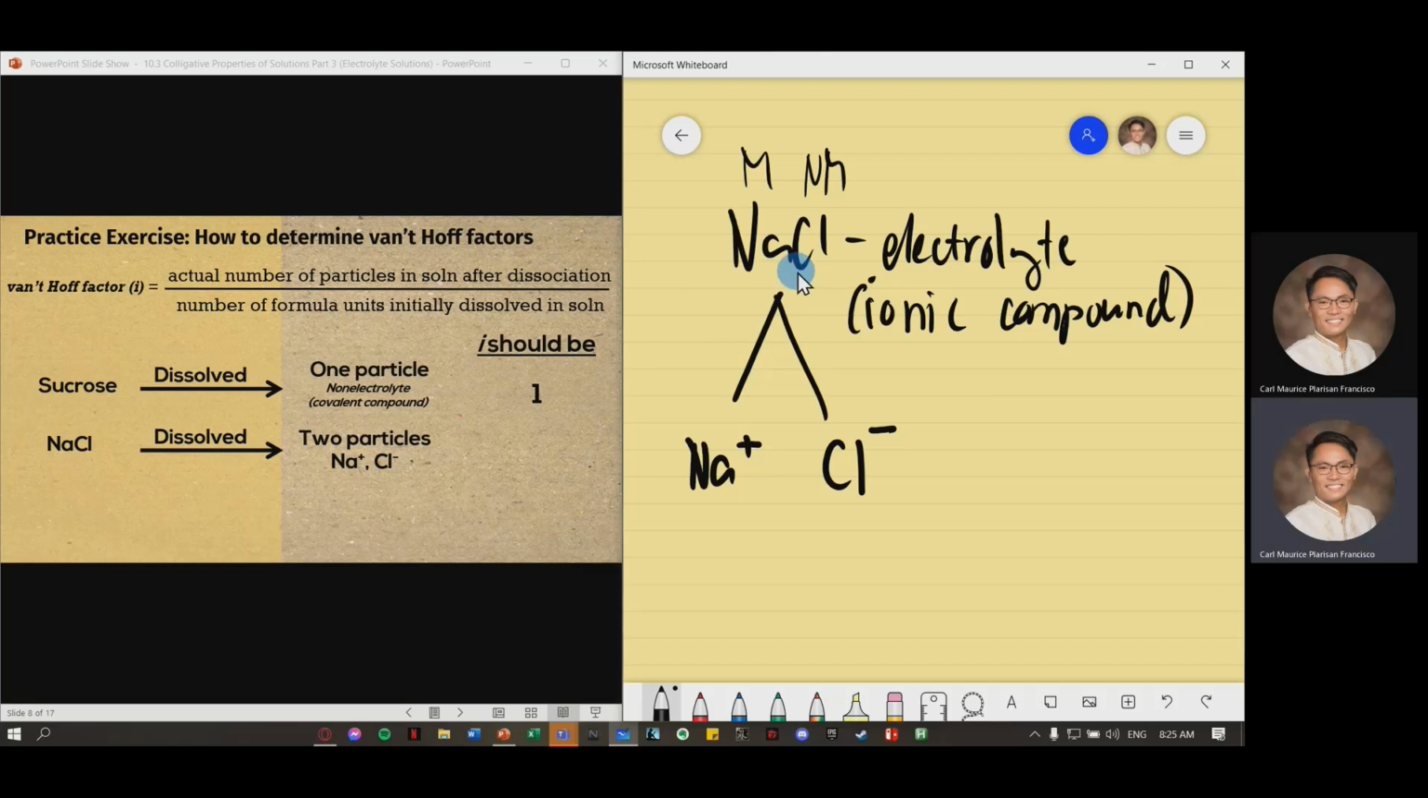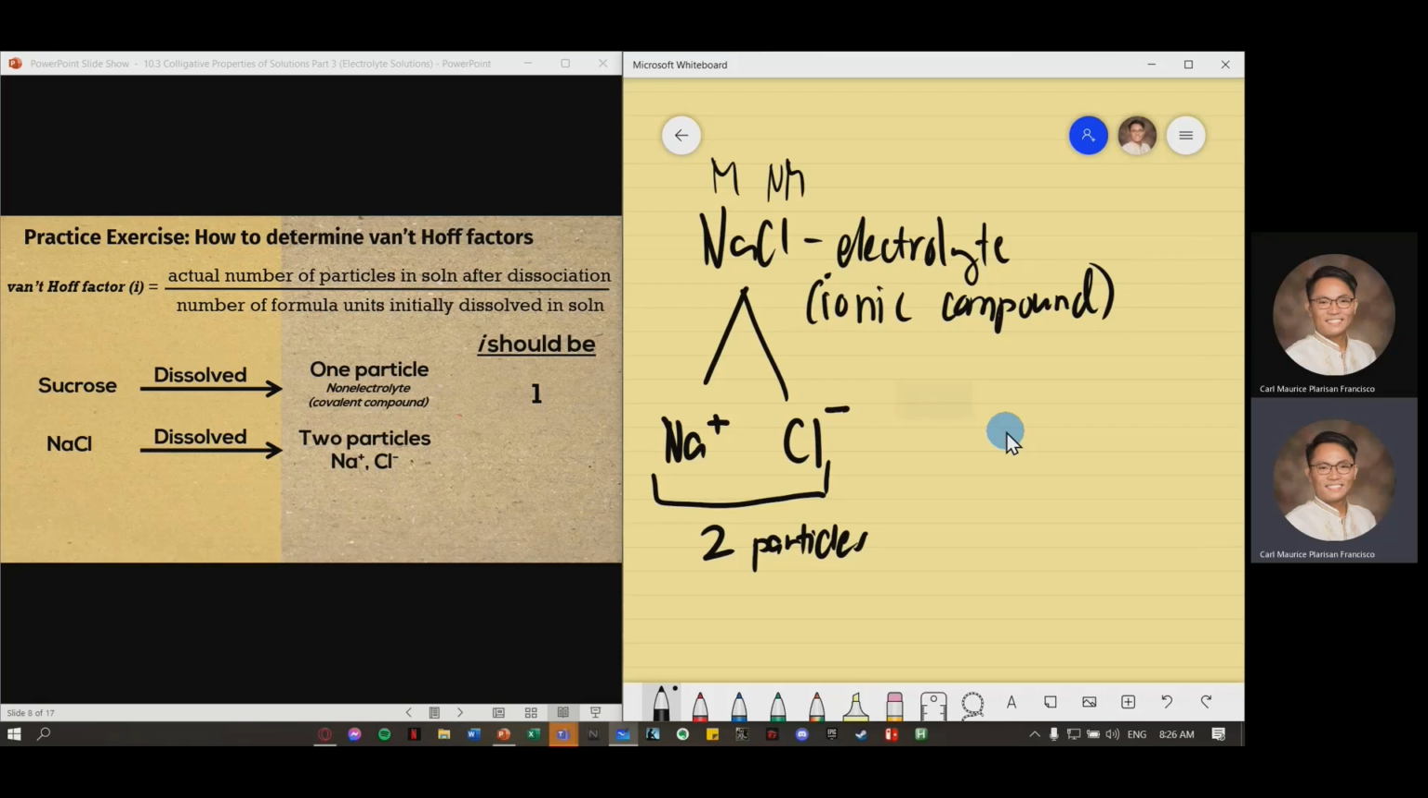Saan ba gawa ang NaCl? Gawa sa sodium at chlorine. Sodium positive, chlorine negative, di ba? Kapag kinilis cross method niyan, kapag gumagawa tayo ng ionic compound formula, you have NaCl. So gawa po sa Na+ at Cl- ang NaCl. So ilan to? Meron kang total of 2 particles. Okay? Ito ay gawa sa NaCl, dalawa.